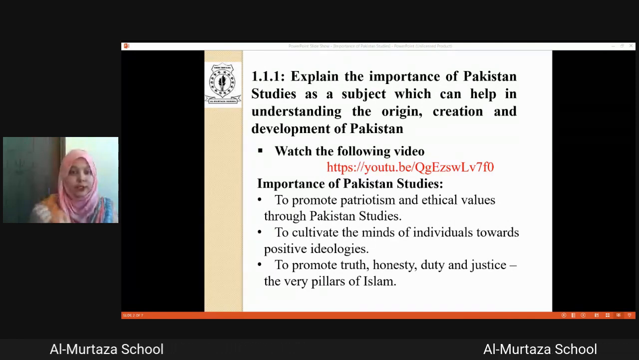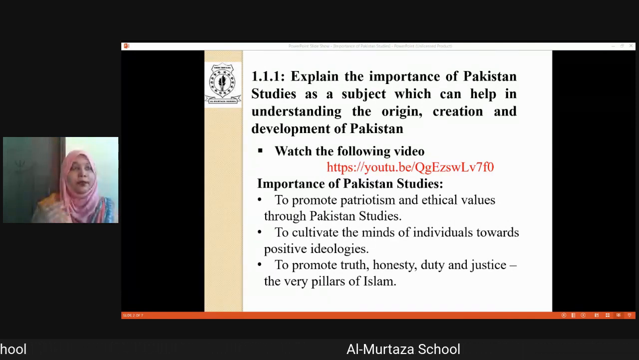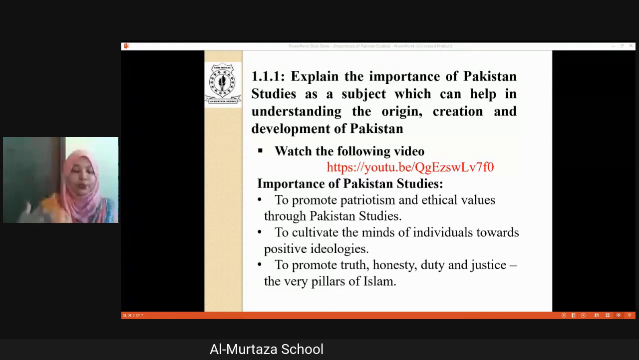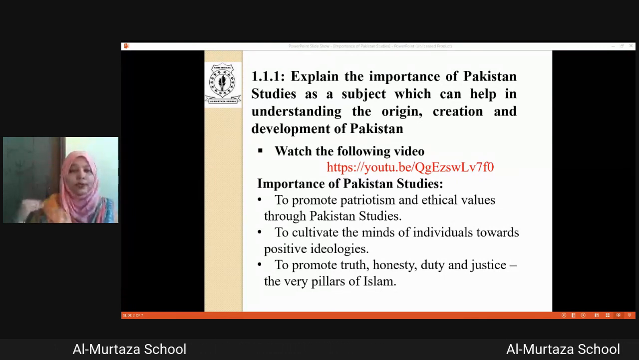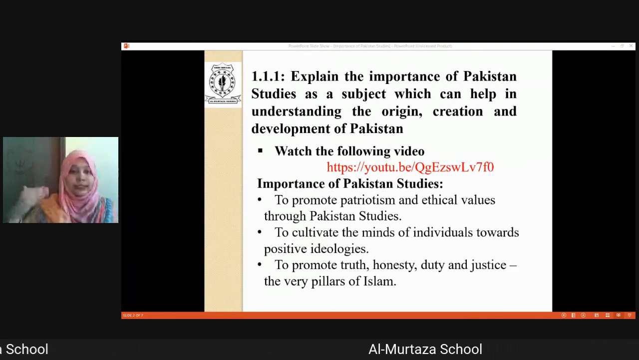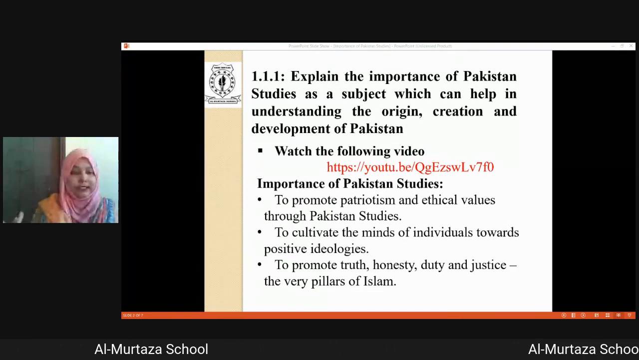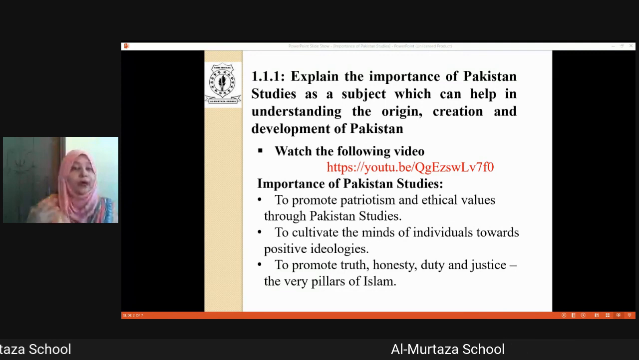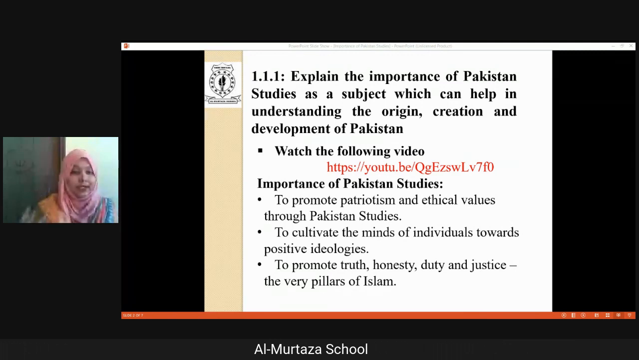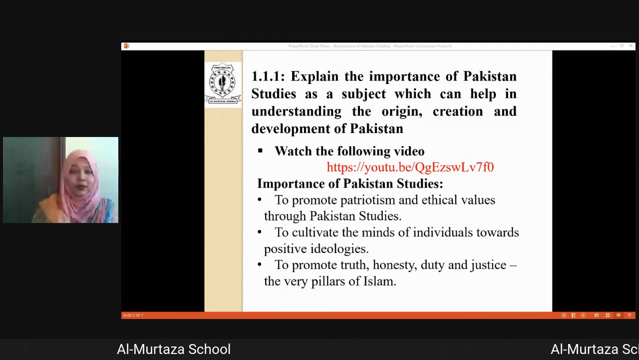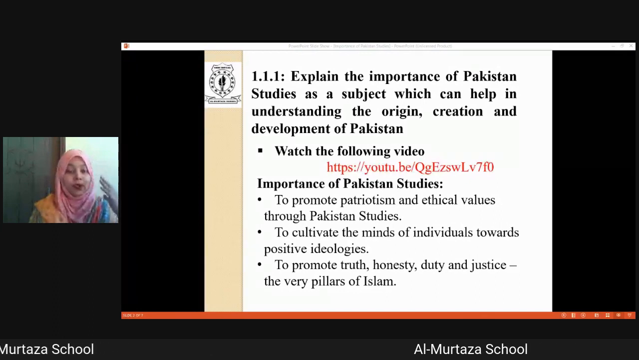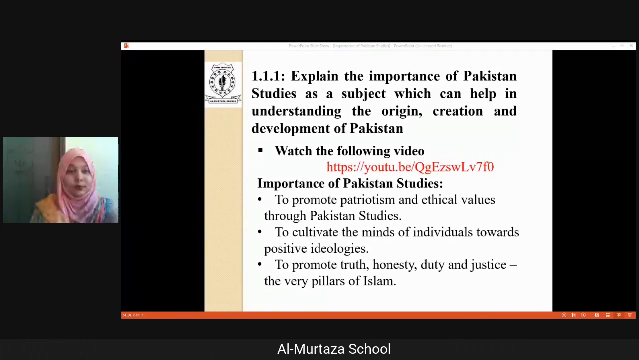How is it promoting positivity? It tells you how you have to reach towards your target, what the contributions of your forefathers were, what we did, what we have to do next, and which steps you can take to become a successful person. When you read about Pakistan and Pakistan studies, you can definitely realize all of these things. So it cultivates your mind into positivity so that you can move further.